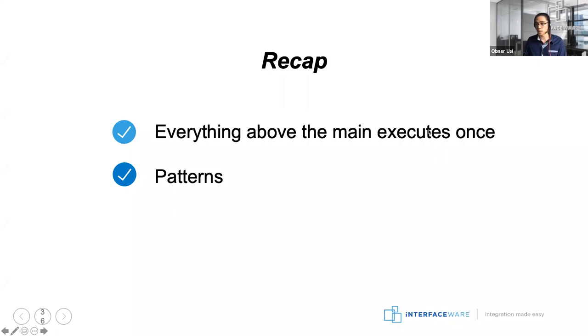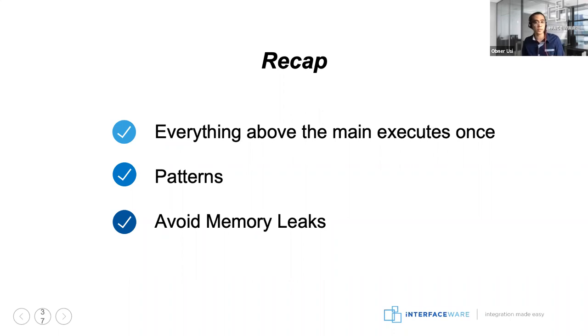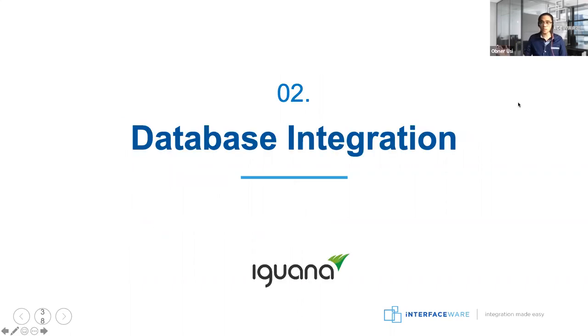And onto our last topic, avoiding memory leaks. Learning how to avoid memory leaks is crucial when keeping your interface up and running to avoid memory-related crashes. We have an entire help document on avoiding memory leaks. For this section, I covered global variables and not using persistent database connections. I'll talk more about database connections in our next topic, database integration.